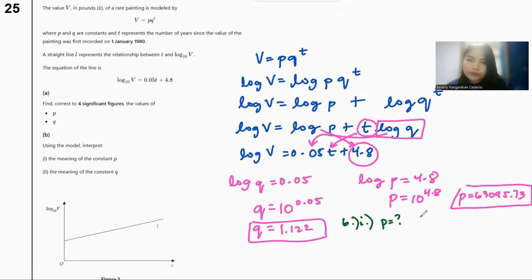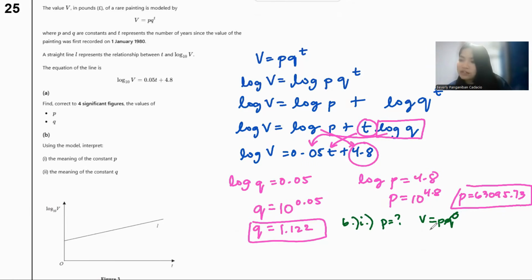When you put V is equal to PQ^T, instead of T, we're going to substitute now. Let's say T represents the number of years. Let's say it's 1 year, so you put 1. If it's after 2 years, then you put 2. But if it's 0, like in the year 1980, you know that Q^0 will just be 1, meaning to say V is equal to P.